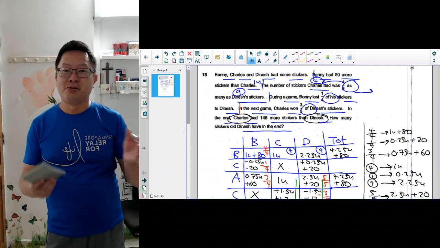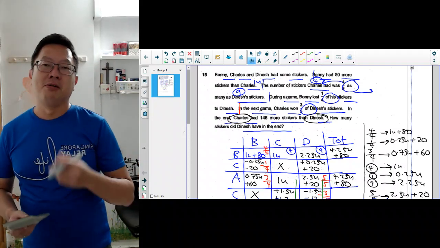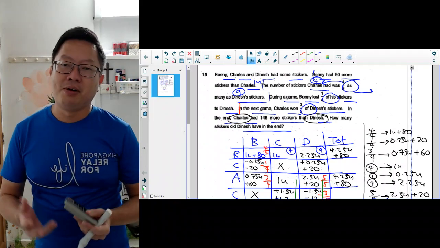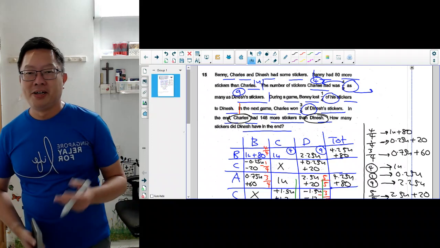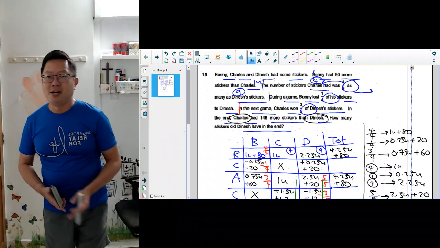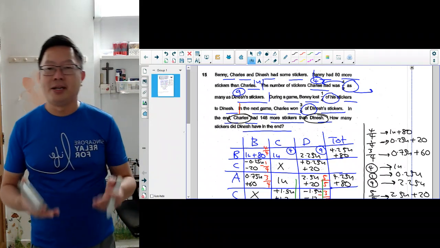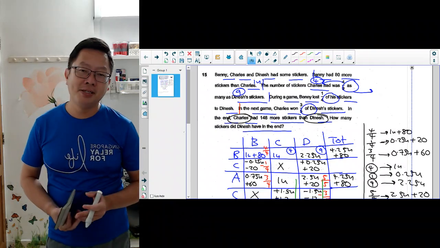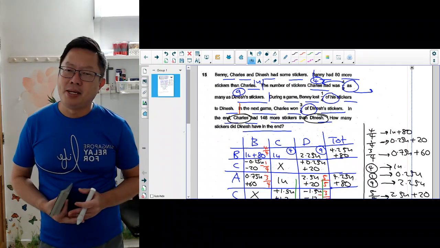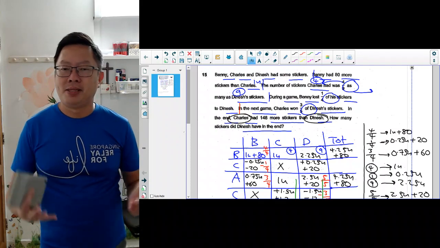You can't just throw any method at any question. You have to look at the question and see what is the correct method to use for the correct type of question. We will continue looking at other school exam paper questions, and hopefully at the end of all these lessons, you have a better idea of what all these methods are and how to use them.